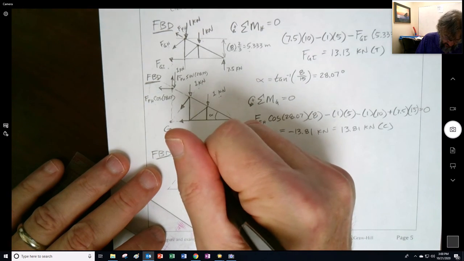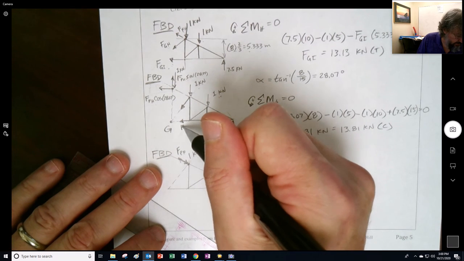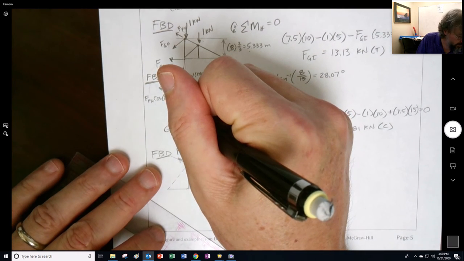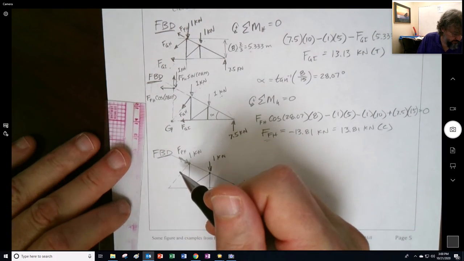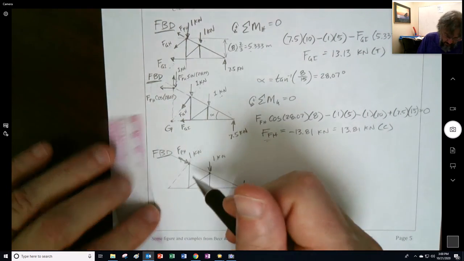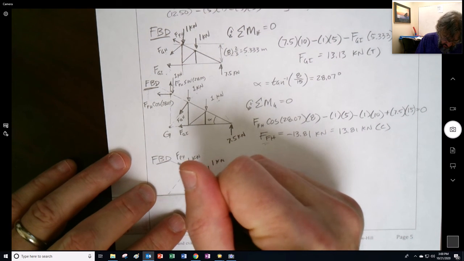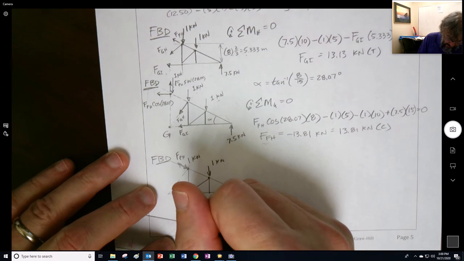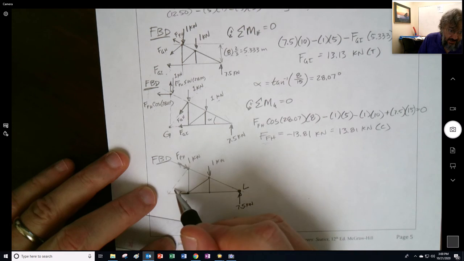I'll leave it as FFH. I don't care how to name this. And I didn't label these up here either. FGI, like the GI track, or GI Joe. FGH is something we're trying to get this time. Okay, so we've cut this thing. Here is that FGI, and we've separated this out right here.